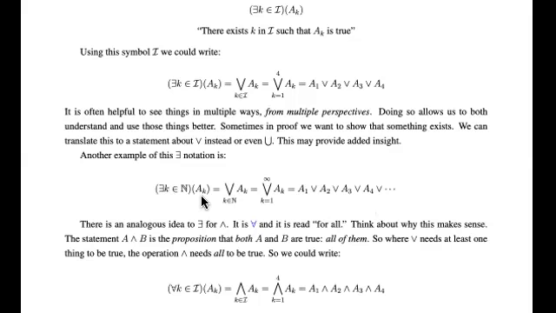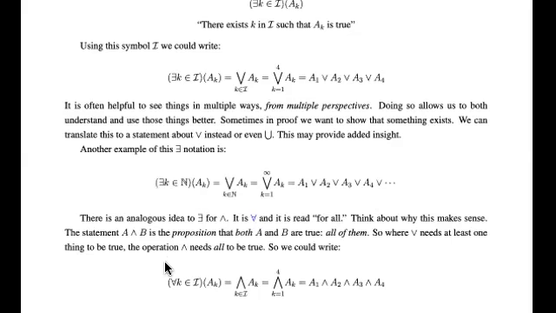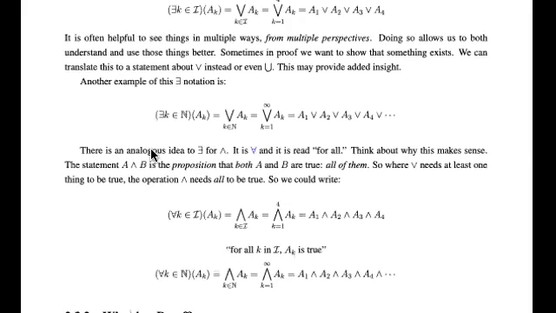Okay, so the analogous idea for anding things together is this symbol, the upside down A, which is read "for all."